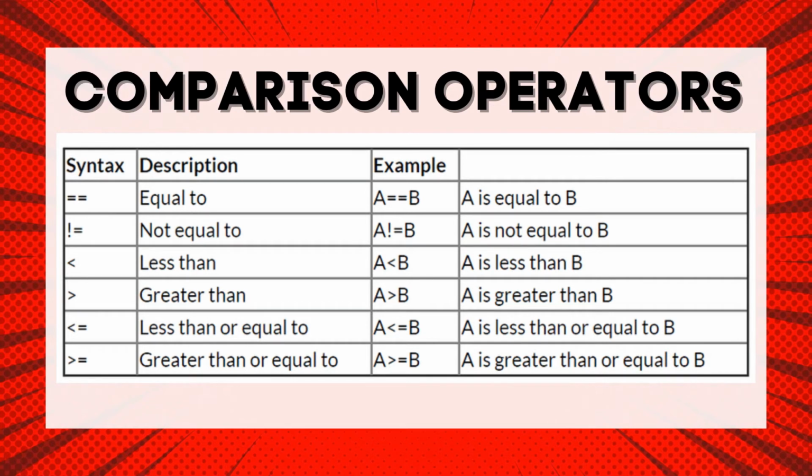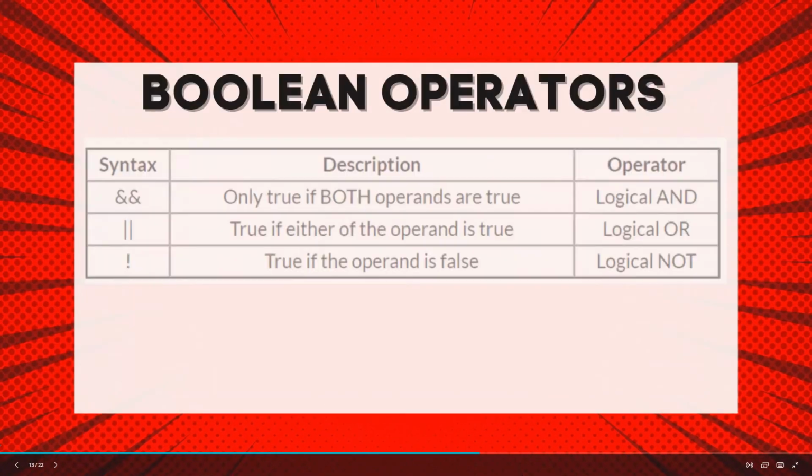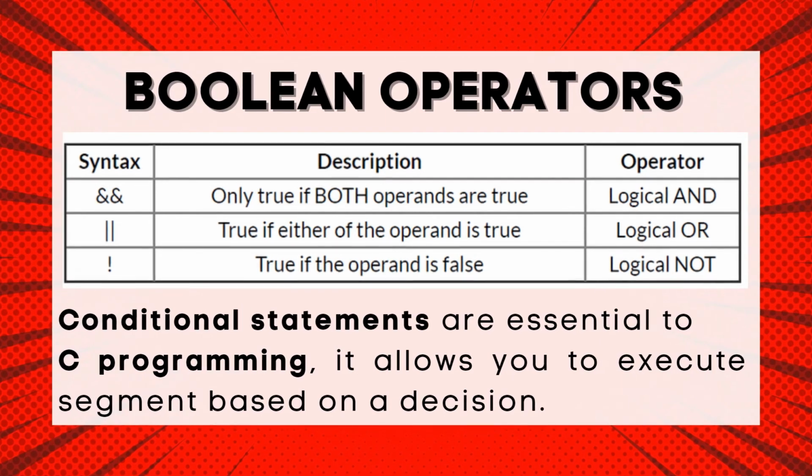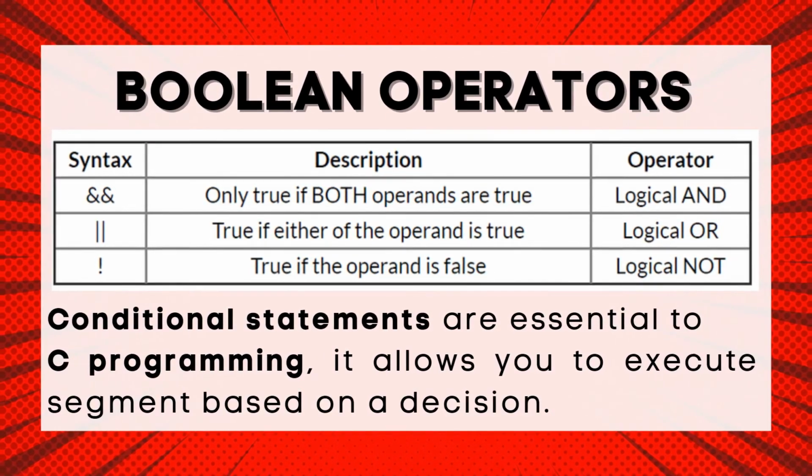So here is the comparison of different operators. We have here the syntax, descriptions, and examples. Comparison operators are operators or symbols that compare two values. Often, these symbols are used in conditional statements and loops. It tests if a certain condition has been reached, and then execution will proceed.